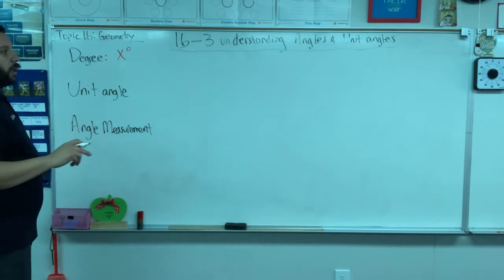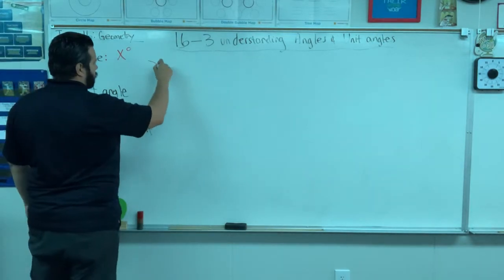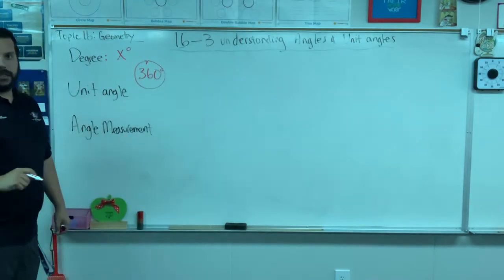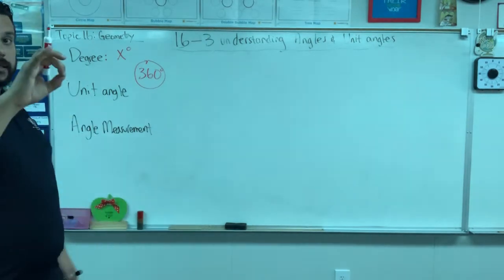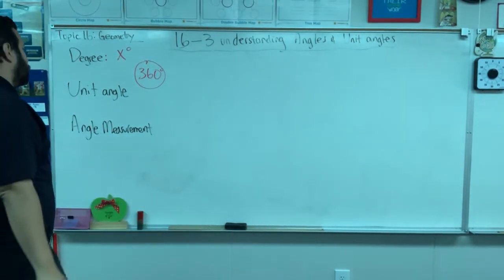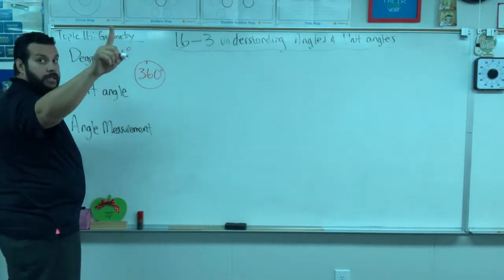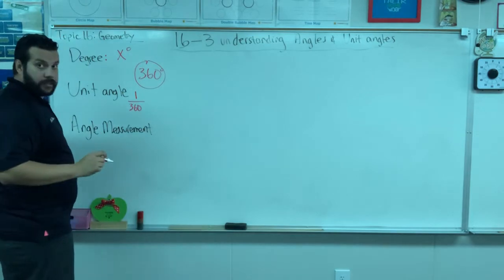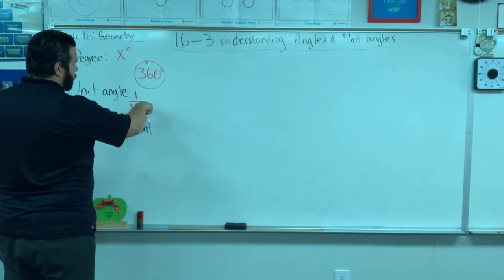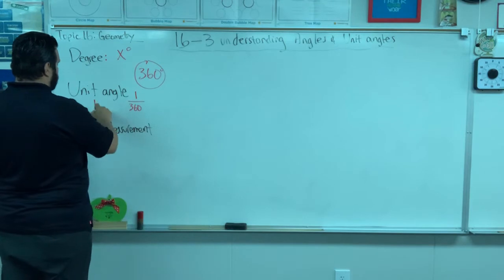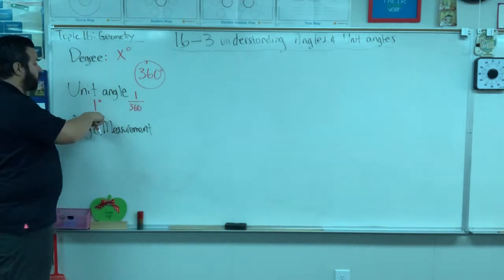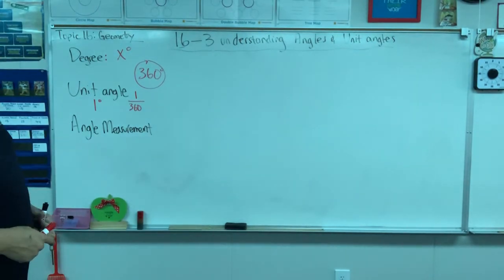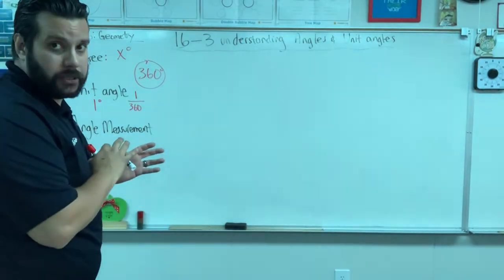So, there are 360 degrees in a circle. Again, that is what we're basing everything off of. So, that means 1 degree is 1/360th. And 1/360th written in degrees is 1 degree. And 1 degree is what's called a unit angle. There are 360 unit angles in a circle.